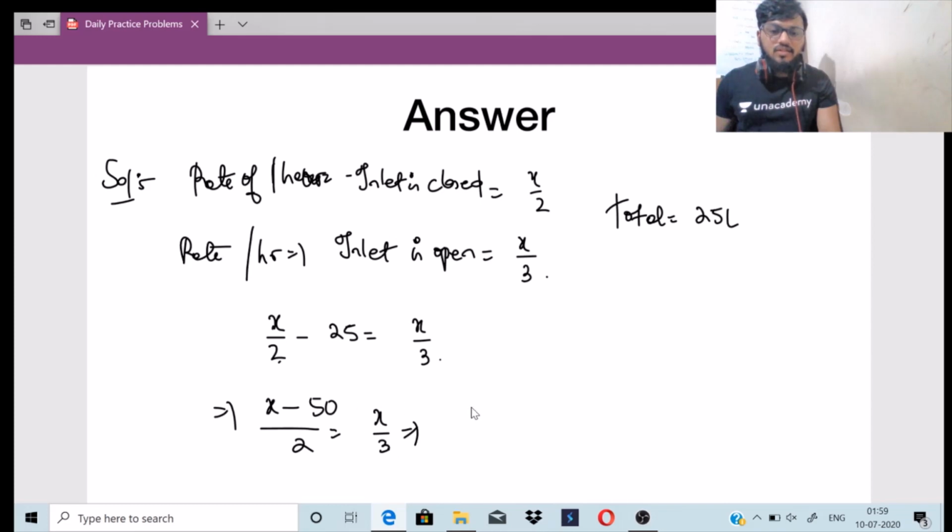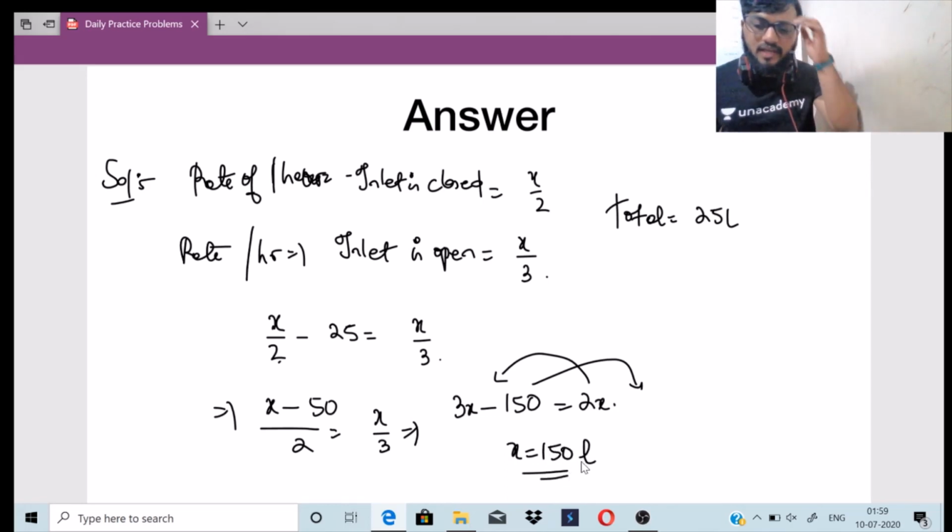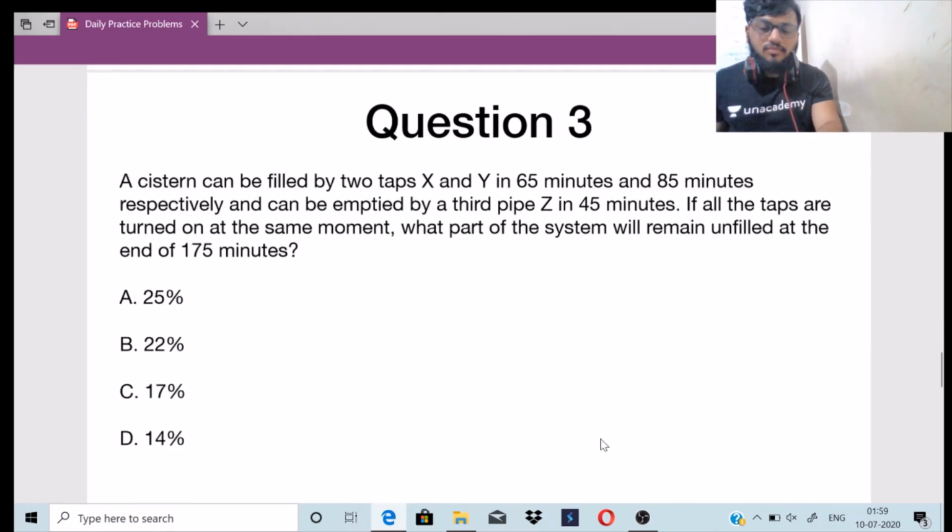So I'll write it on here only. 3x minus 150, 3 into 50, 150, is equal to 2x. Take 2x this side, 150 this side. So this will be x is equal to 150 liters. A quite easy sum. Let's move on to the last sum of the class, right?